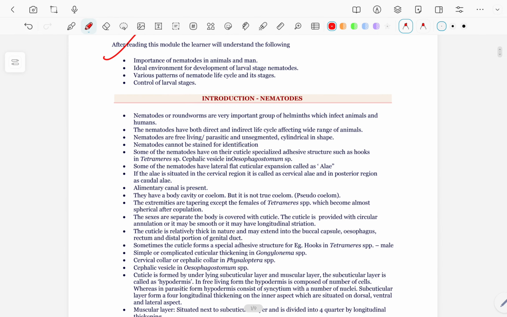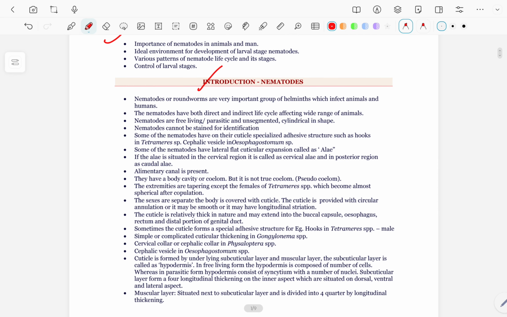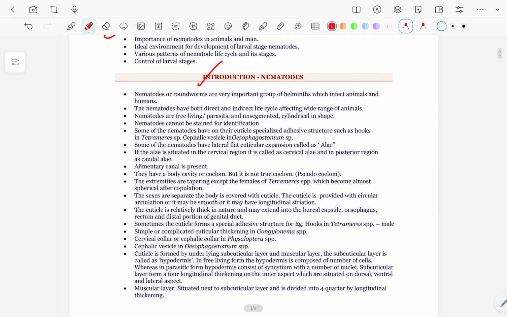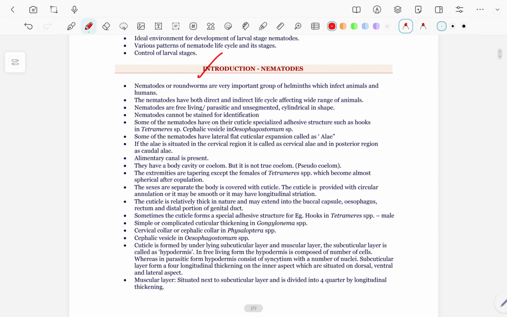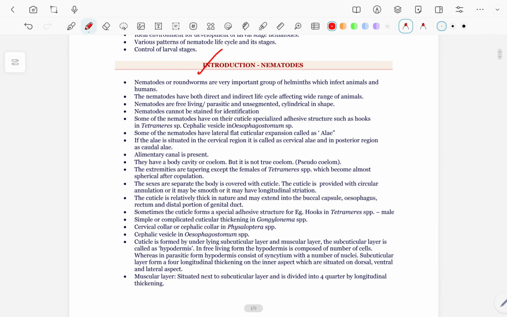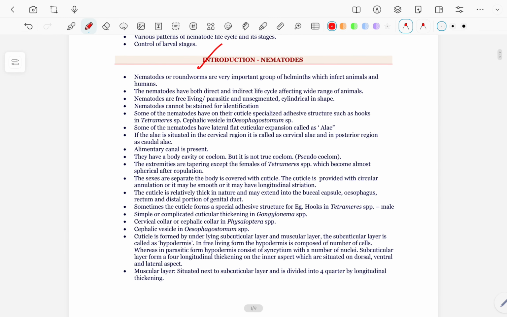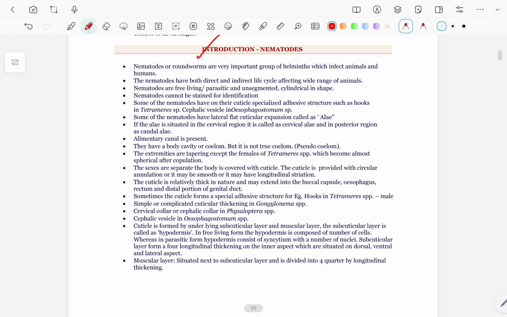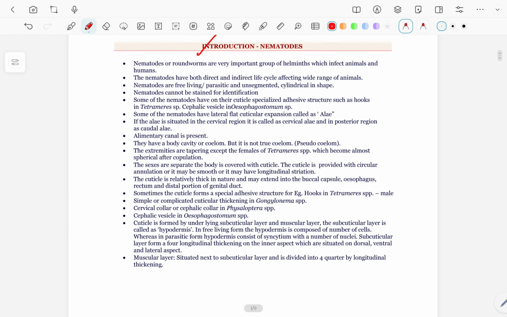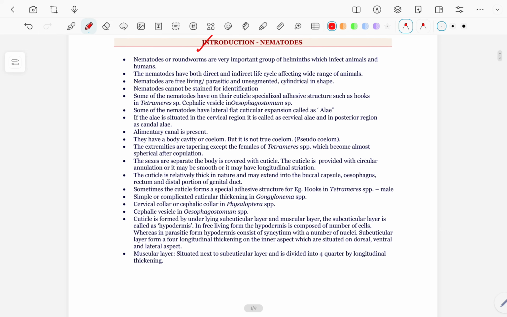Introduction. Nematodes. Nematodes or roundworms are a very important group of helminths which infect animals and humans. The nematodes have both direct and indirect life cycles affecting a wide range of animals. Nematodes are free-living or parasitic and unsegmented, cylindrical in shape. Nematodes cannot be stained for identification.